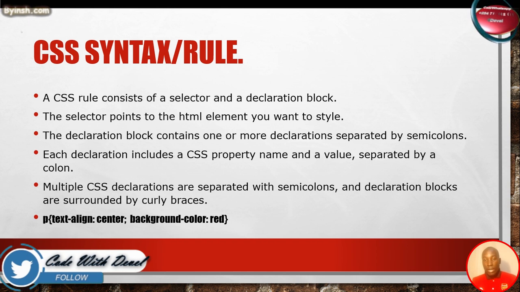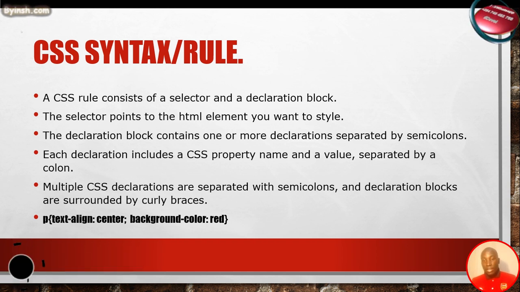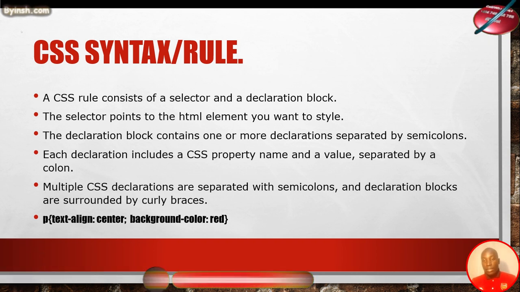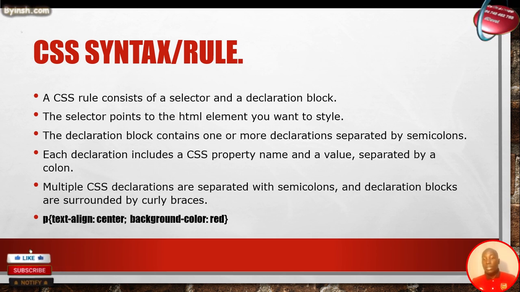When you look inside the curly braces, you have text-align. Text-align is the property name, and its value is center. You can see the syntax: the property name and the property value are separated by a colon, and we end a statement with a semicolon, as we saw even in HTML. Background-color is another property name, and you may notice that two-word names in CSS are separated by a hyphen. So the property name is background-color and the value is red, separated by a colon.